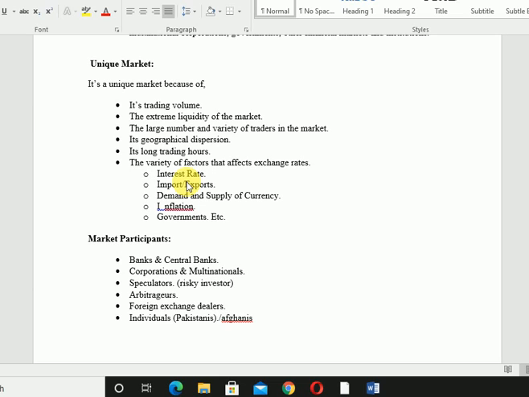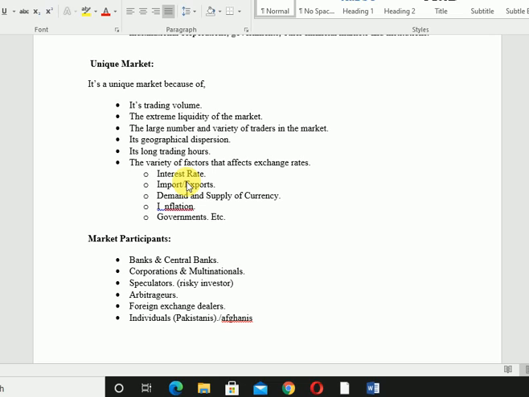Next one is demand and supply of currency. If demand for the currency is high and supply is low, the exchange rate will become higher. Why? Because those persons who need it will buy that currency at a higher price. And if the demand is less and supply is more, in that situation the value of the currency will be devalued. So again, prices will be high.